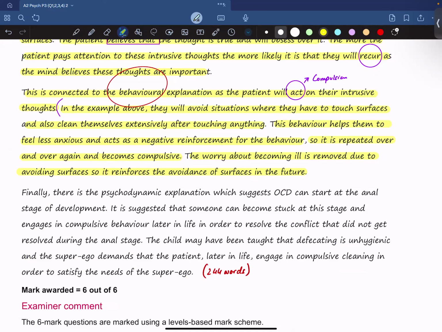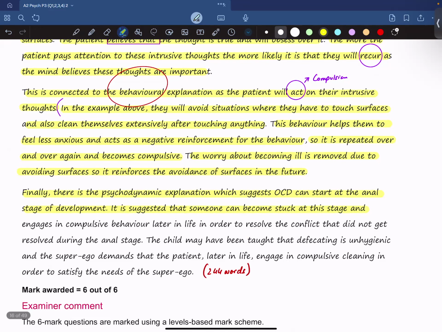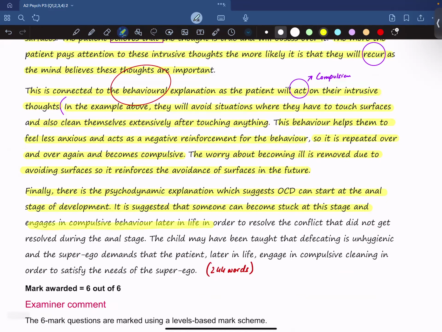there is the psychodynamic explanation, which suggests OCD can start at the anal stage of development. It is suggested that someone can become stuck, or fixated, at this stage and engage in compulsive behavior later in life in order to resolve the conflict that did not get resolved during the anal stage. So, again, a defense mechanism being used. The child may have been taught that defecating is unhygienic, and the superego demands that the patient later in life engage in compulsive cleaning in order to satisfy the needs of the superego.